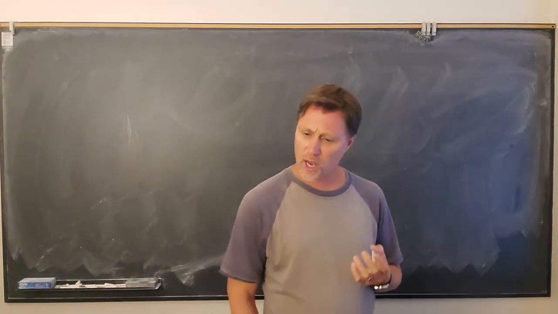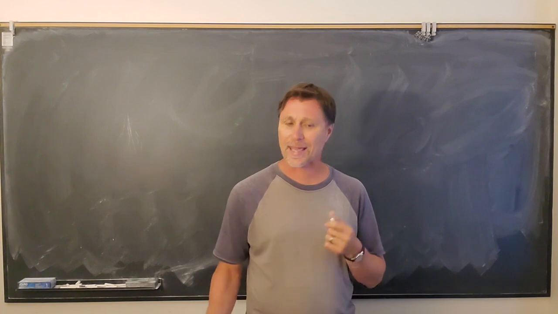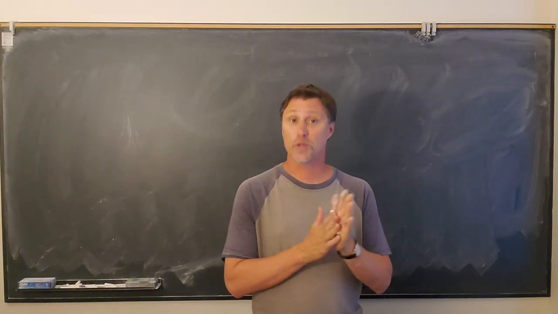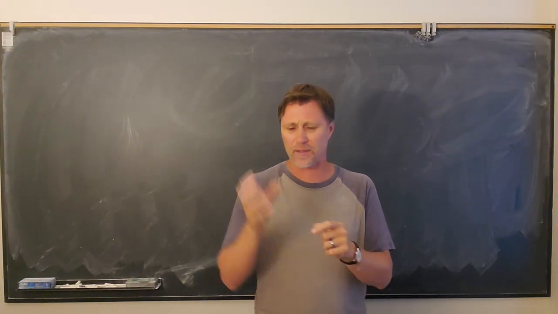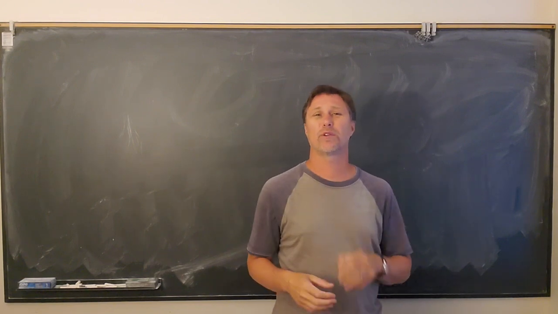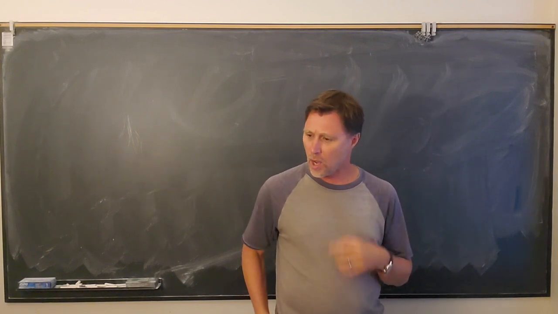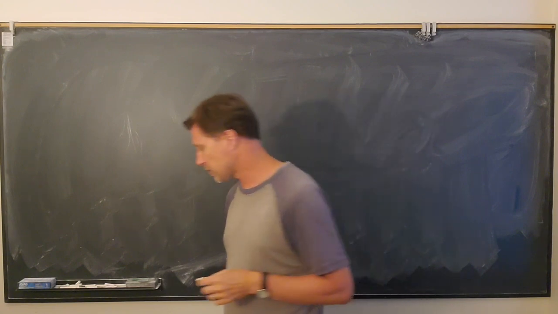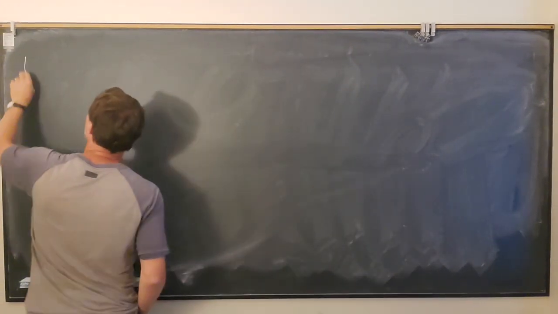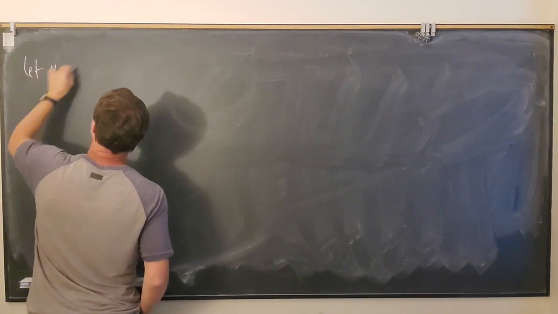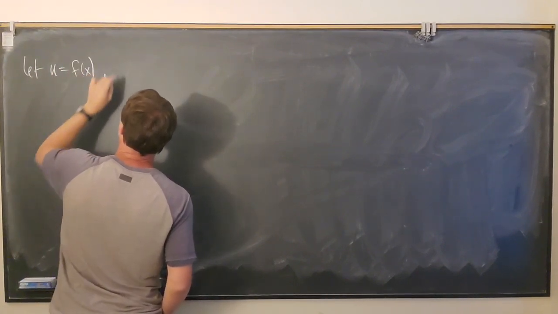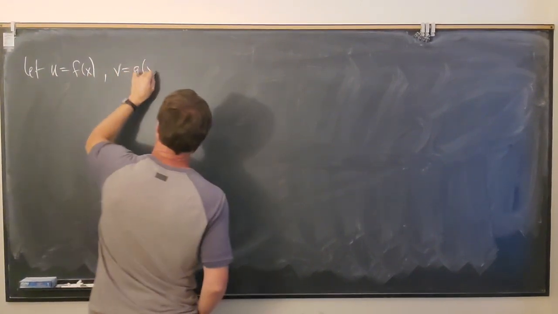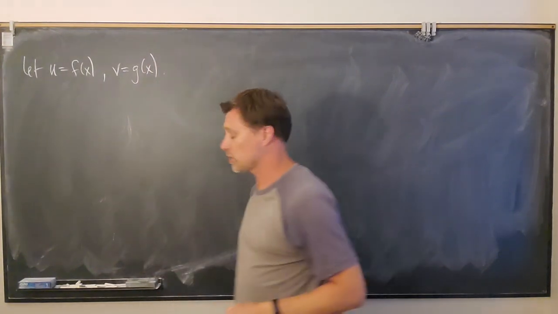You can think of the chain rule as the counterpart of u substitution. You can kind of think of substitution as the chain rule in reverse, in a sense. And now what we're going to do is see how much mileage we can get out of the product rule. So let's get started here. Let's let u equal f of x and v equal g of x, and we'll assume that these are both differentiable functions.